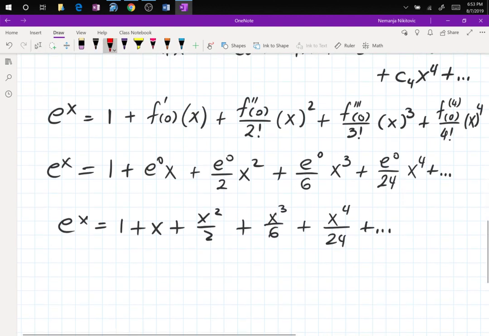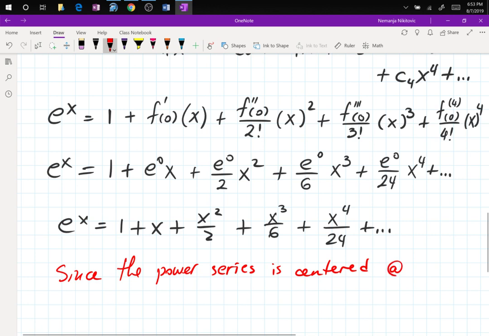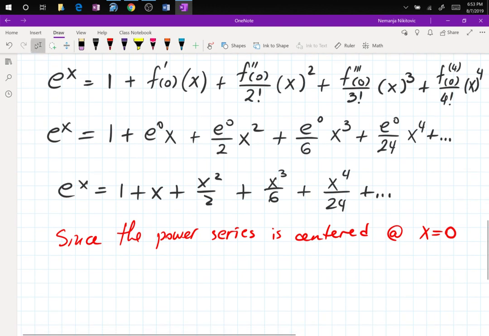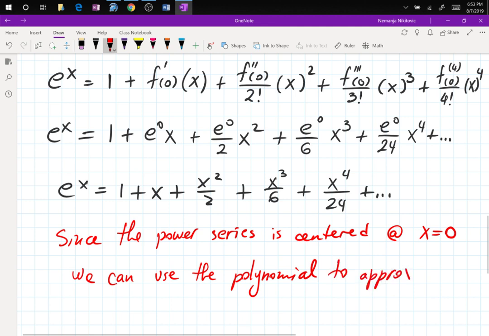Now, I'm going to write this in blood. Since the power series is centered at x equals 0, which is that a, we can use the polynomial to approximate values of e to the x close to x equals 0.